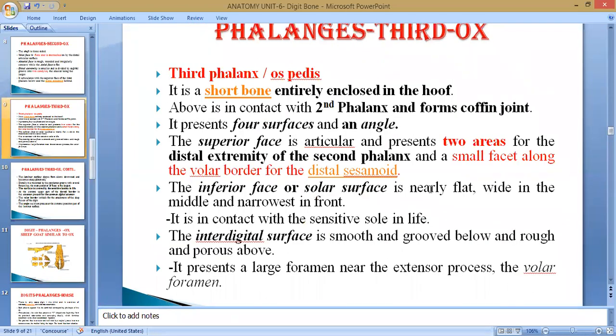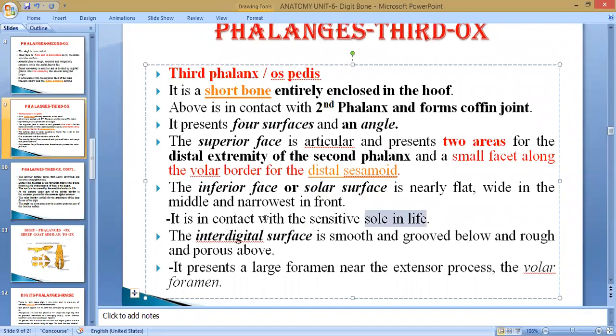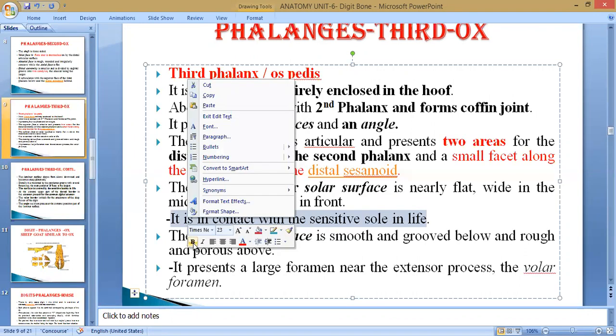This is flat and wide up to the middle part and narrowed in front. In contact with the sole, sensitive laminae are present, which indicate the sensation of pain. If any injury happens on this solar surface during walking or running of the animal, the first part of the phalanx or digits will be affected.